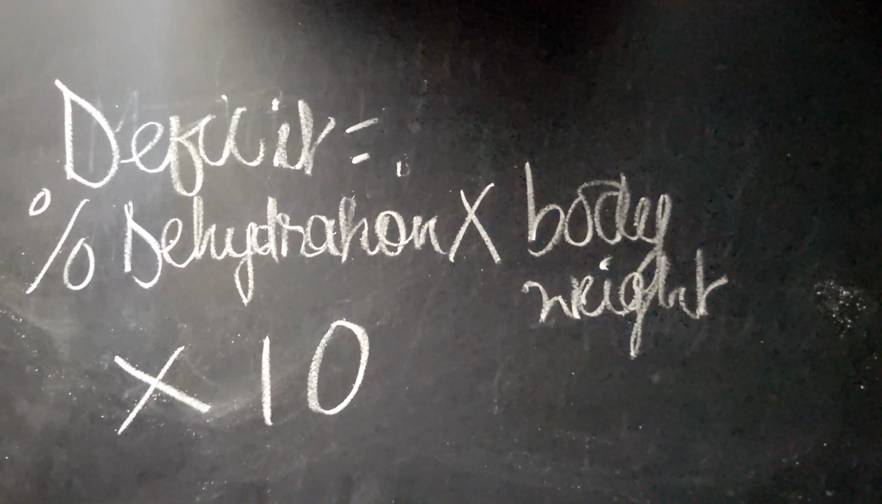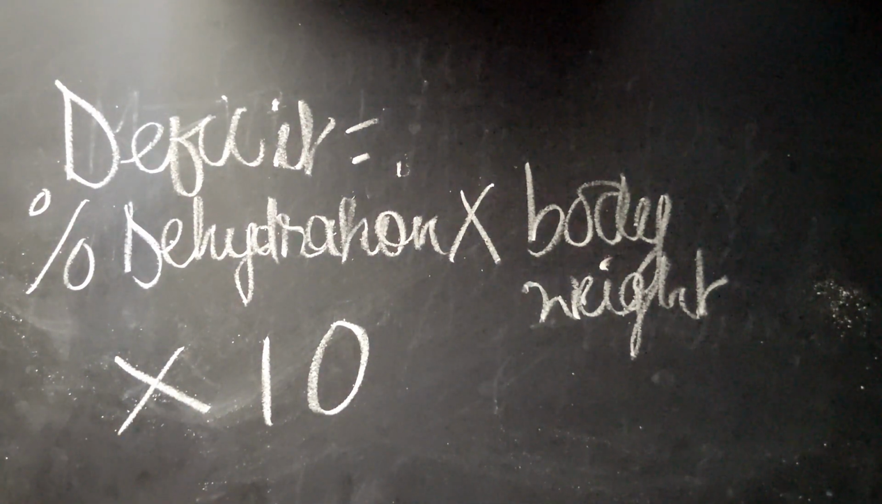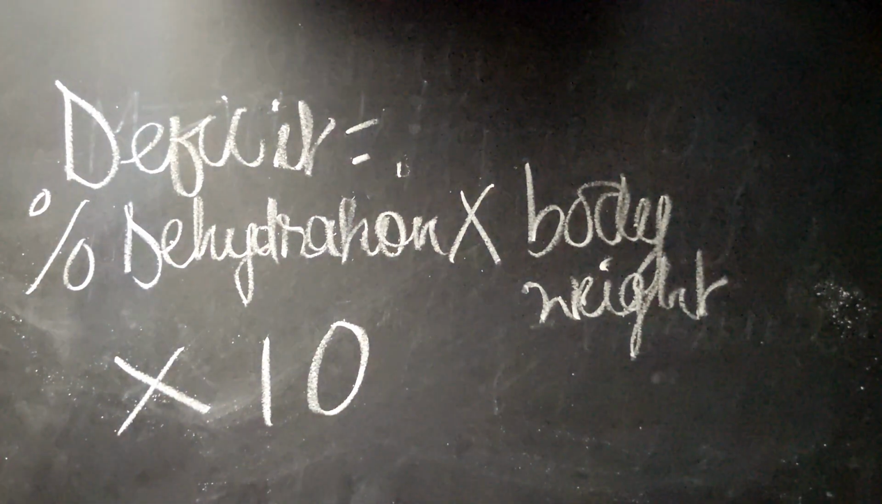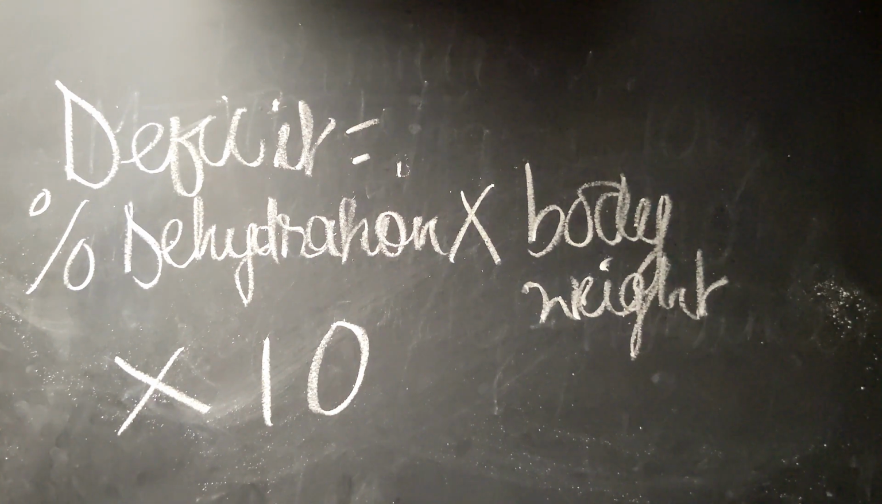So remember we said that for the fluid requirement, it has to be maintenance plus deficit. Okay, so these are the formulas that you must know, the formulas that you must memorize, whenever you're dealing with these fluids in a DKA patient. So now let's have some examples, okay?